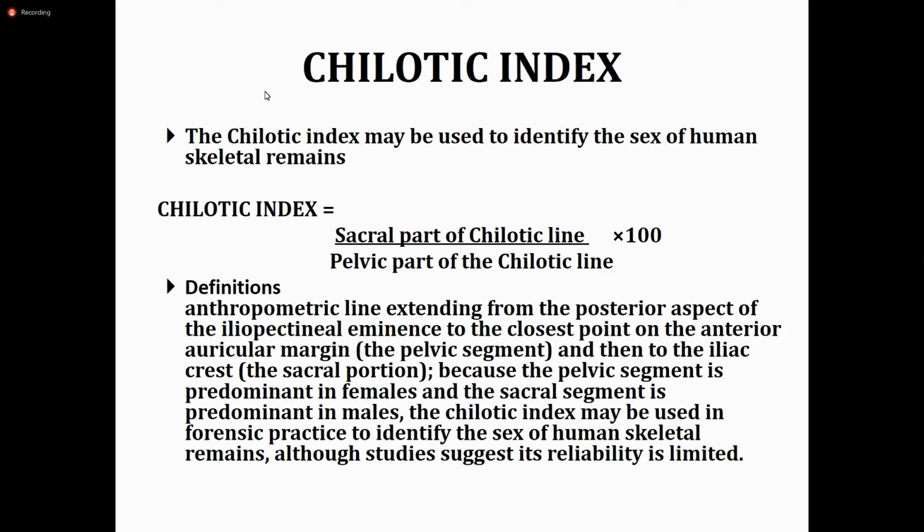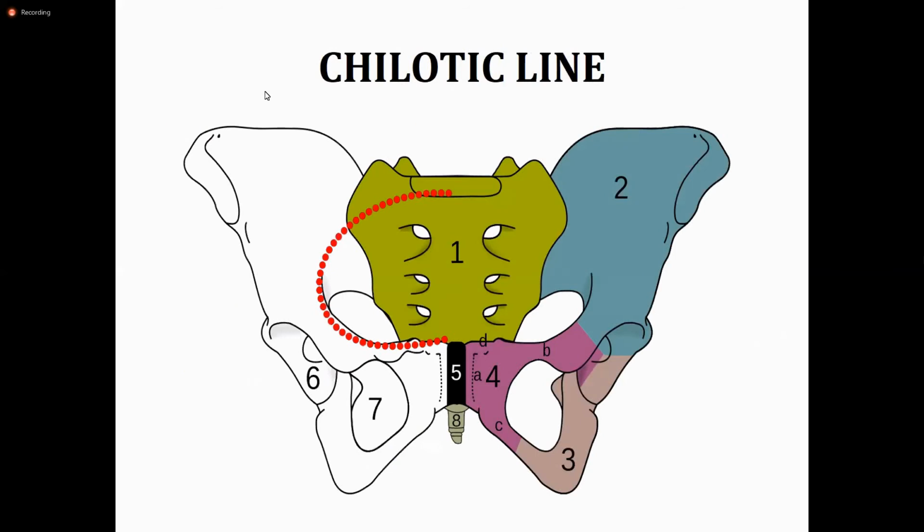And because the pelvic segment is predominant in female and the sacral segment is predominant in male, the Kelotic index may be used in forensic practice to identify the sex of human skeletal remains. Although in the end, you can see it suggests its reliability is limited because it's very, very difficult. I'll again show you the diagrammatic representation that even if you get a pelvis, then it's very difficult to measure it along these lines. You have to make the measurements.